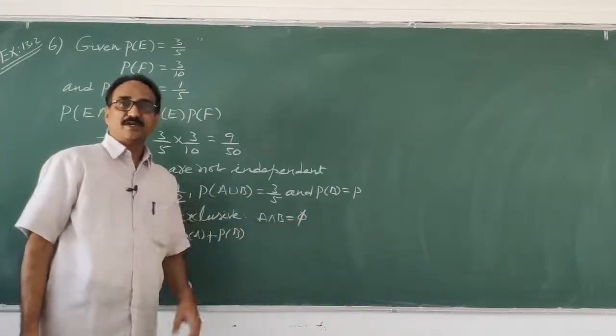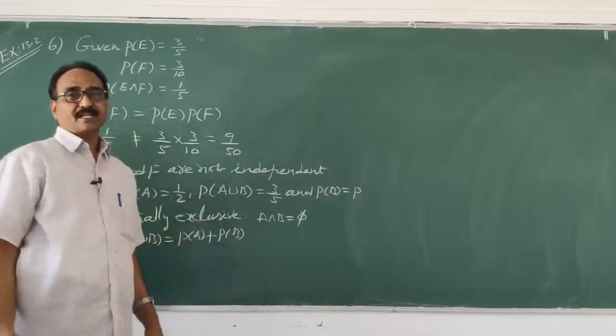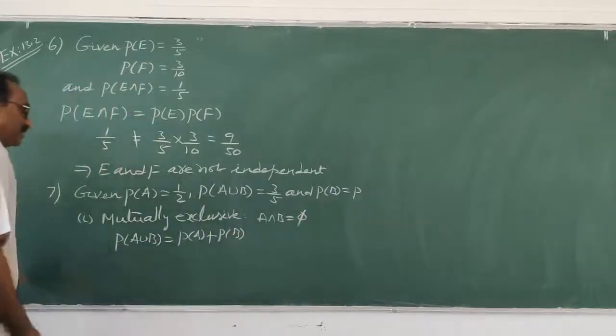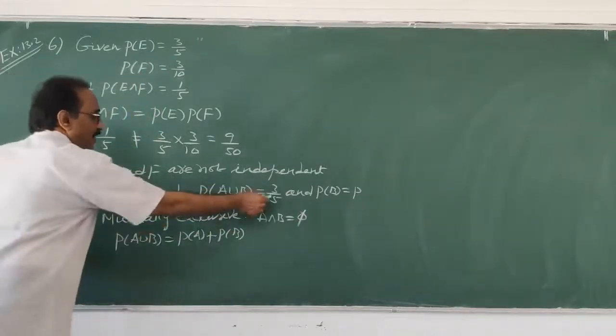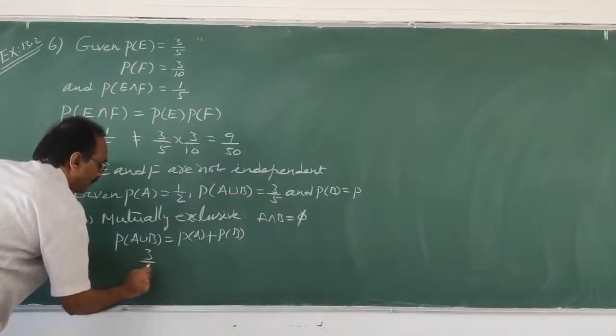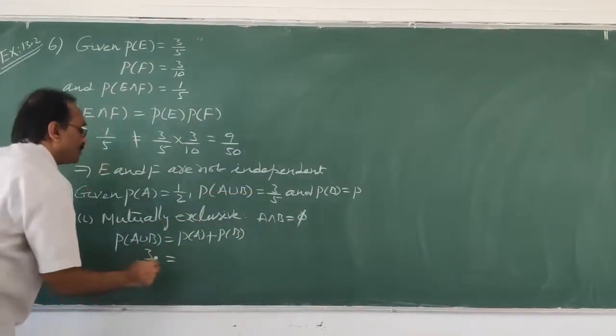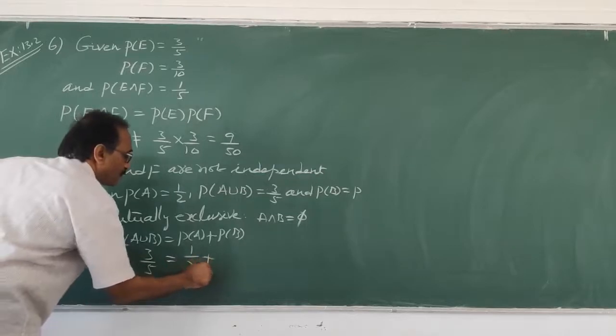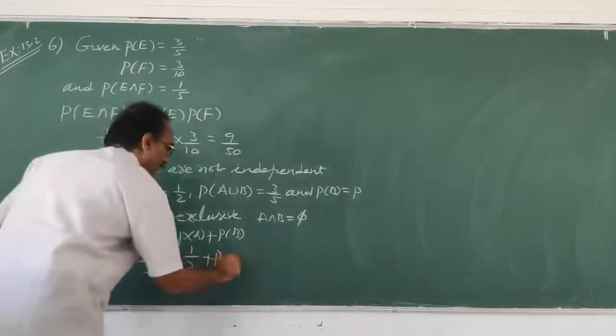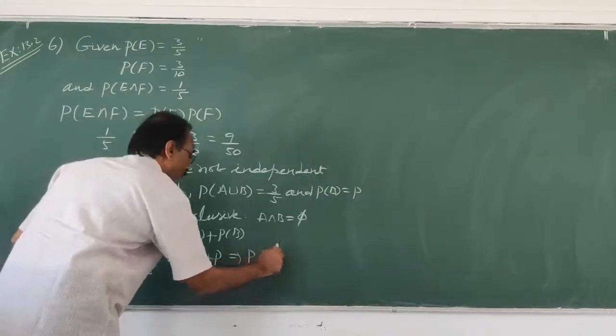If A intersection B is empty, P of A intersection B is 0. That's why we won't write it. But P of A union B is given already: 3 by 5. Write 3 by 5 here. Next, P of A is how much? 1 by 2. What is P of B? P. So this implies the P value is how much now?